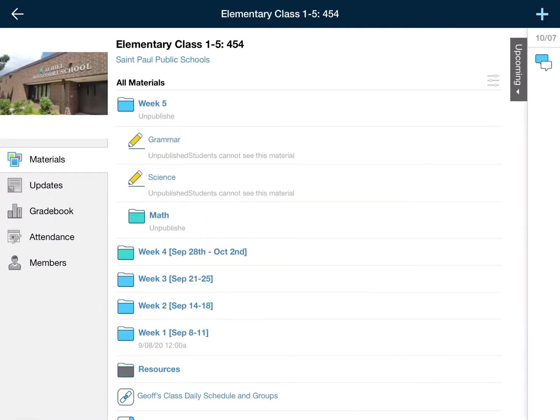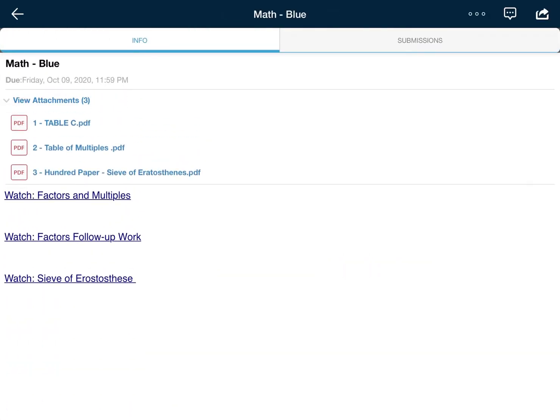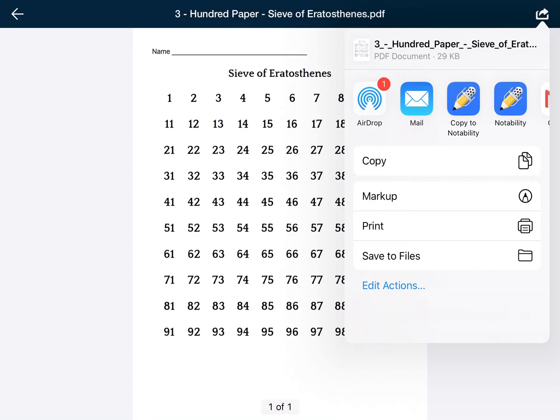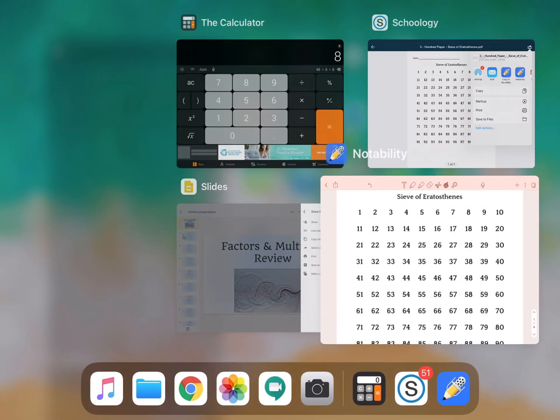Week 5, math. Go to the blue math there, and under view attachments, there's a 100 paper, Sieve of Eratosthenes, and you can share and open it in Notability to work on that if you need to work on it digitally.